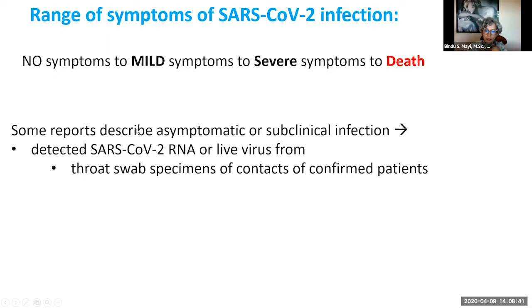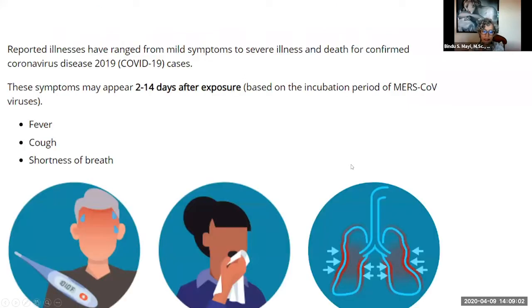And either the genomic material or the live virus was isolated from throat swab specimens of contacts of people who were confirmed to have the virus. And initially, these people came to our attention because, let's look at what the symptoms are that get you the medical attention you need. The most common symptoms seem to be fever, cough, and shortness of breath. Although there have been cases where there is no fever, there is no cough, or it progresses to an extent and then all of a sudden there is shortness of breath.